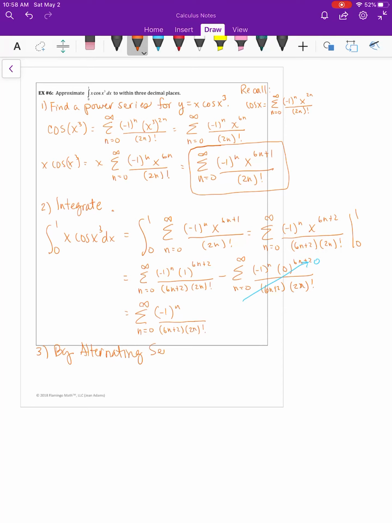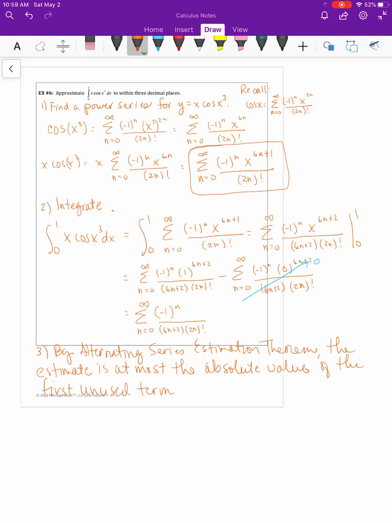So now, part 3. By the alternating series estimation theorem, the estimate is at most the absolute value of the first unused term. So let's expand.